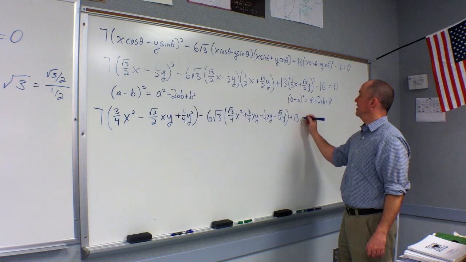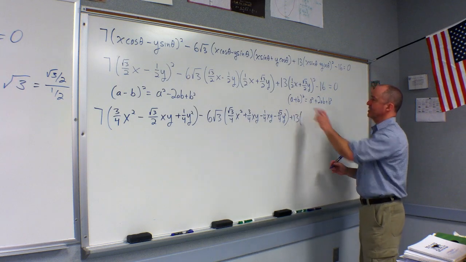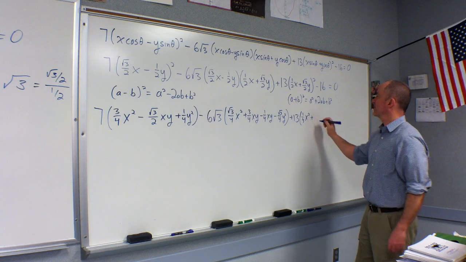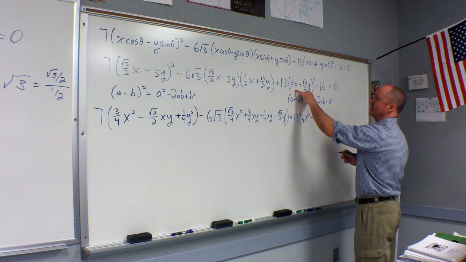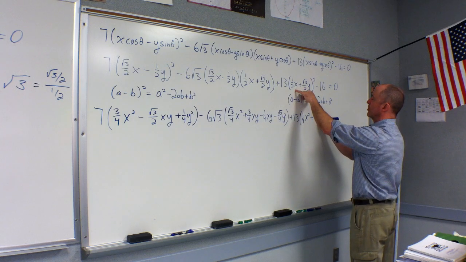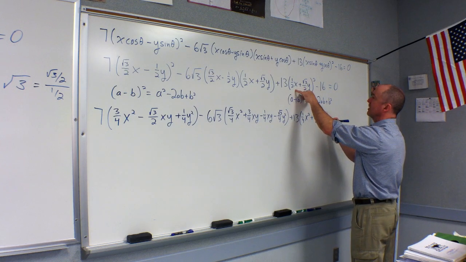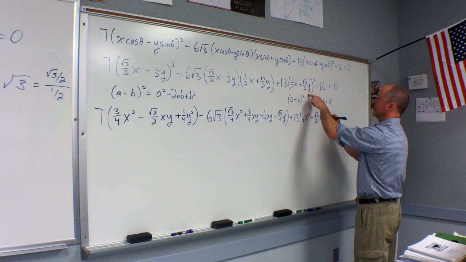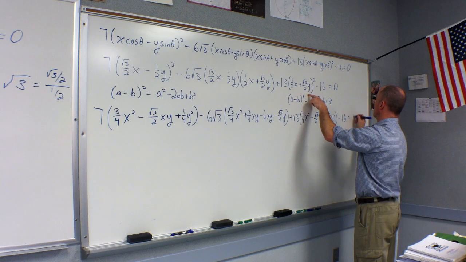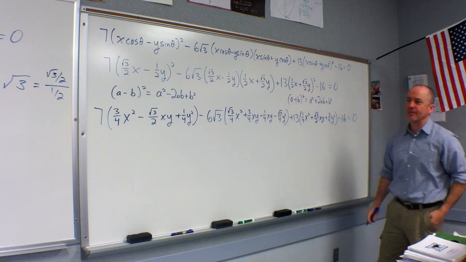Plus 13, a plus b squared: 1/4 x squared plus, multiply these together, root 3 over 4, double that, root 3 over 2 xy, plus b squared, 3/4 y squared, minus 16 equals 0.